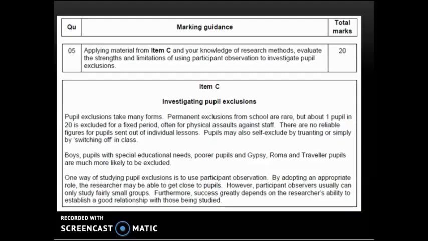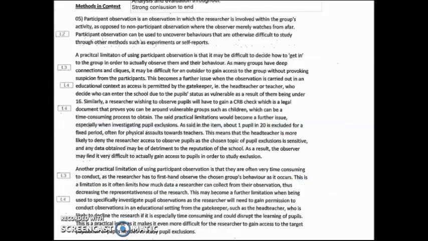Top band. Question 5 is the methods in context. I'm not going to read all that out, but basically you had to give strengths and weaknesses of using participant observation to investigate pupil exclusion. So exploring Kate's method in context. What she does do, she starts off with an introduction where she outlines what participant observation is, and she gets some basic level 2s there.